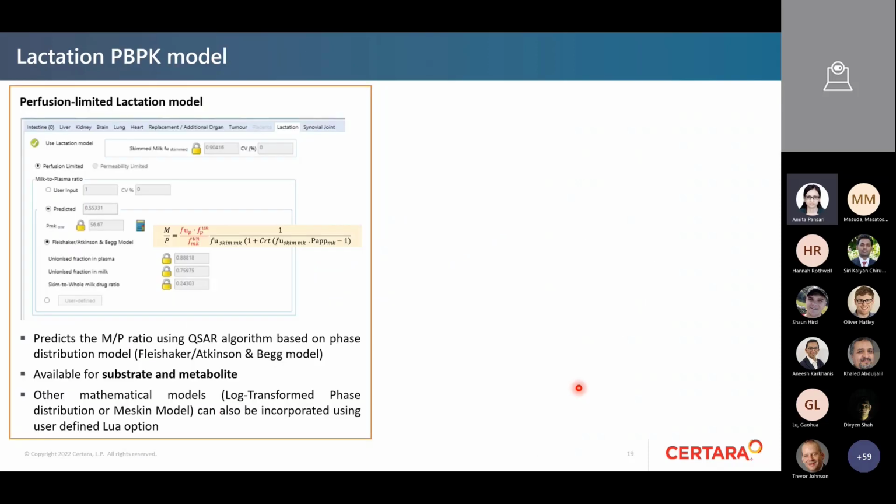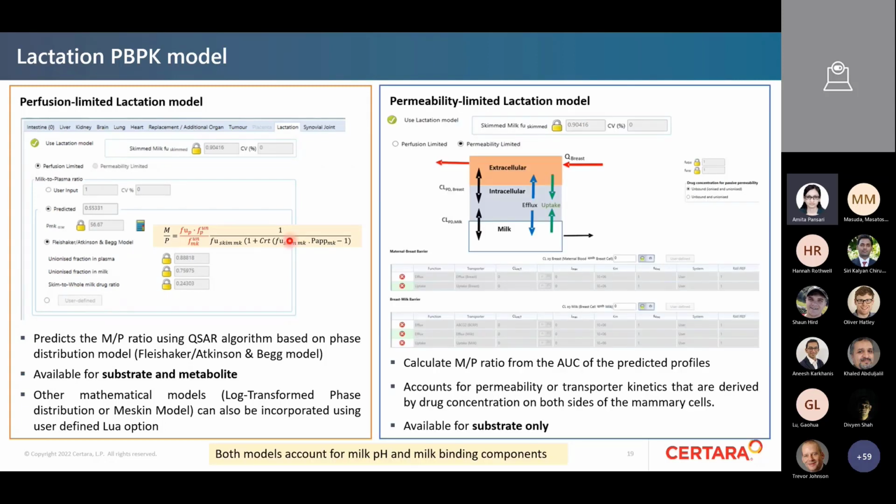So looking into the lactation model, when we talk about the relative infant dose, it's important to take into account the metabolite as well. There are two model options we have. One utilizes the published QSAR model. The default one that we have is the Frischker Atkinson model, predicting how much drug will be ingested by the infant. You can also look into this model for the substrate as well as for the metabolite, so as you can see for the parent and the metabolite, the relative infant dose can be predicted closely to what was observed clinically.